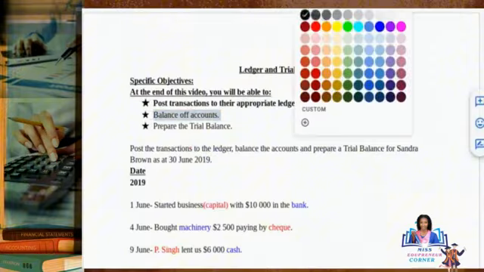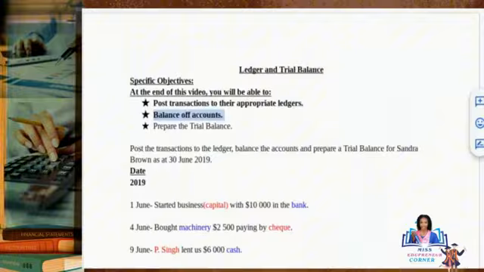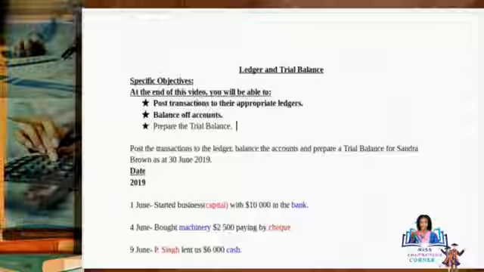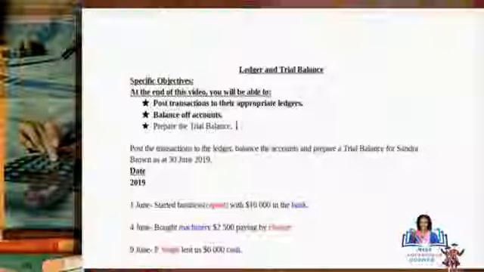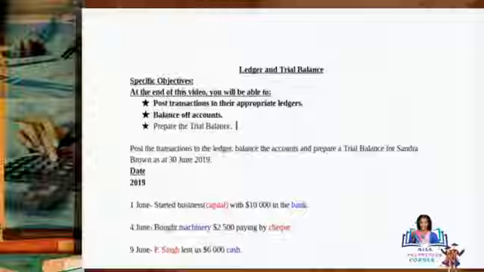So the final objective, now we're going to go right ahead and prepare the trial balance. So you might be asking, what's a trial balance? So the trial balance is basically a list of all the debit and credit balances. And we're going to prepare the trial balance in order to check to see if the entries that we would have made in the ledger account are correct.